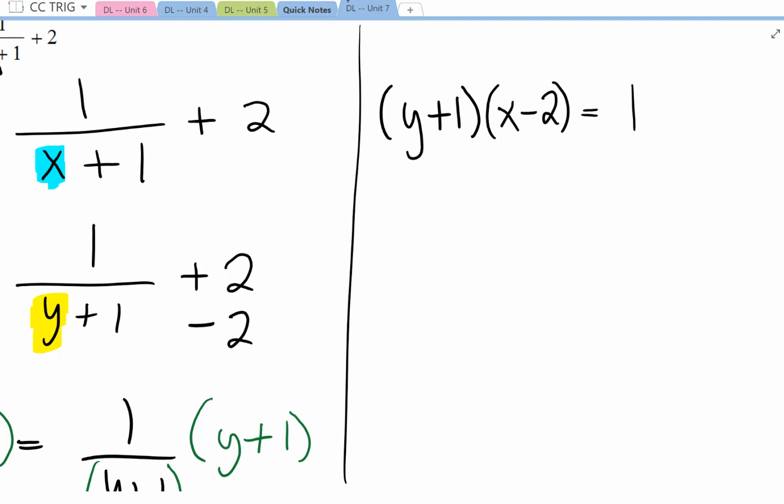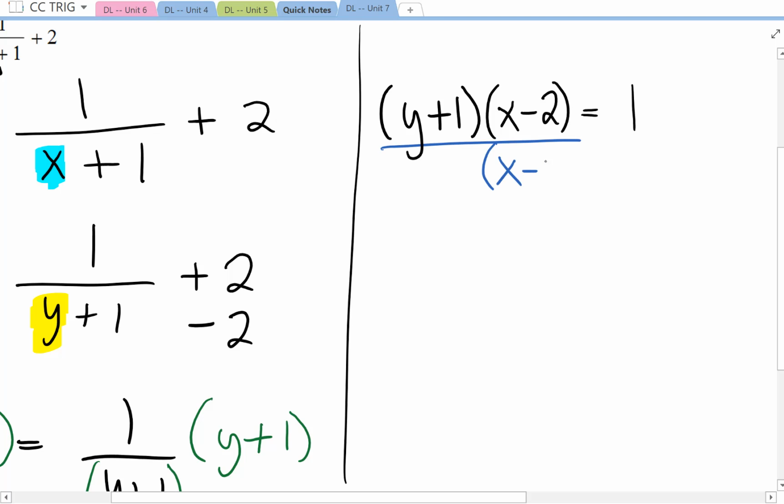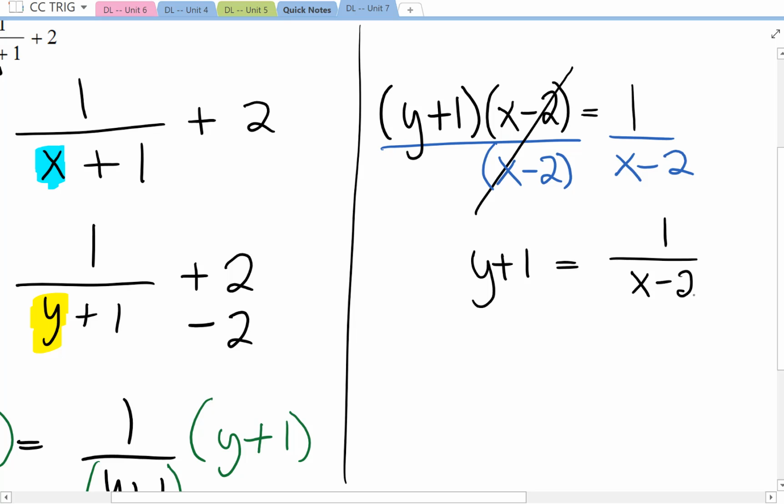So at this point, we're going to divide by x minus 2 to get the x to the other side. And now you have y plus 1 equals 1 over x minus 2. My last step is to subtract 1 on both sides. That's my last algebraic step.